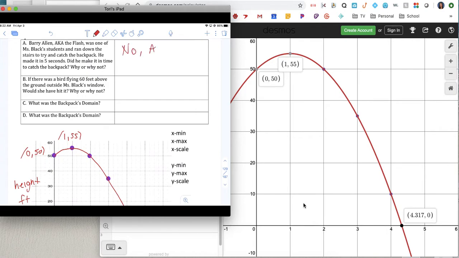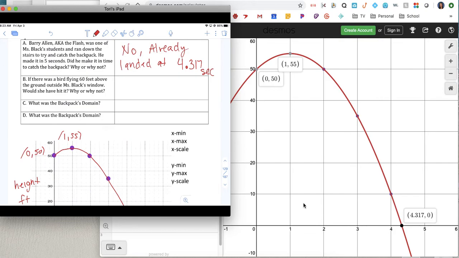No. Already landed at 4.317 seconds. Okay, if you just put 4.3, I'm fine with that, but don't put 4, okay?